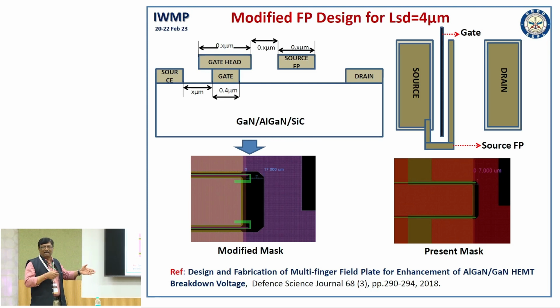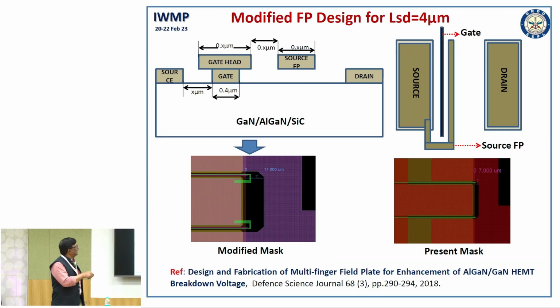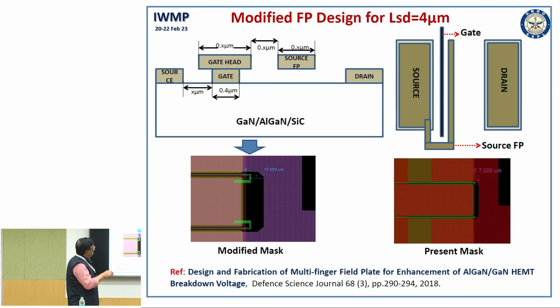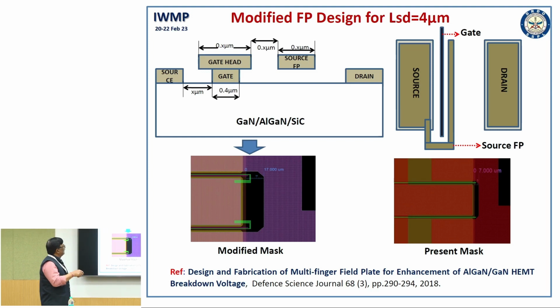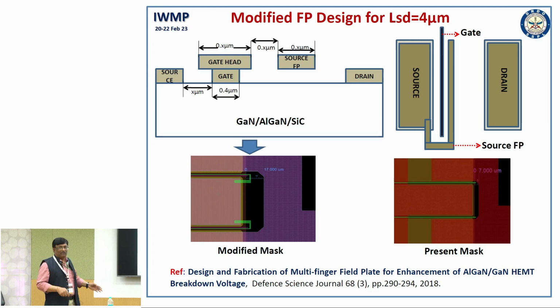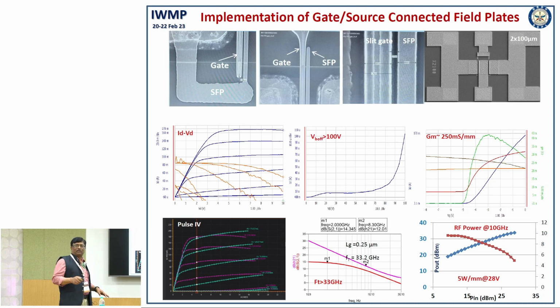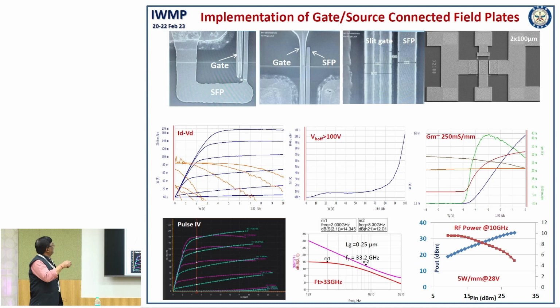In simulation you are getting very good advantage of field plate, but if your placement accuracy is not correct, meaning the distance between field plate and drain is not controlled, you may not get the advantage. That is how we suffered in yield in terms of breakdown voltage all over the wafer. Once we studied and corrected all these things, now you can see this is the gate, and this is the source connected field plate.